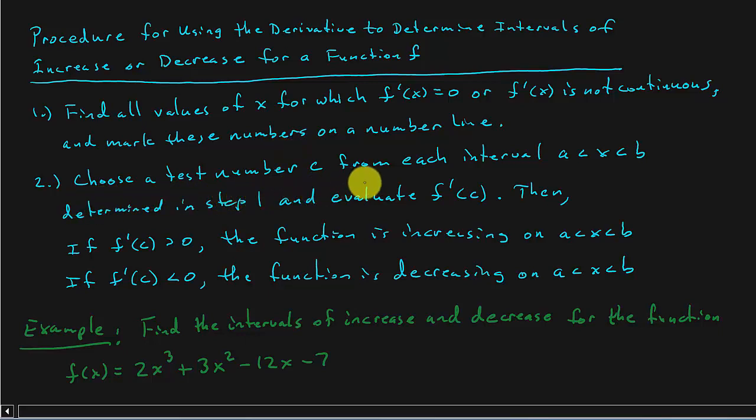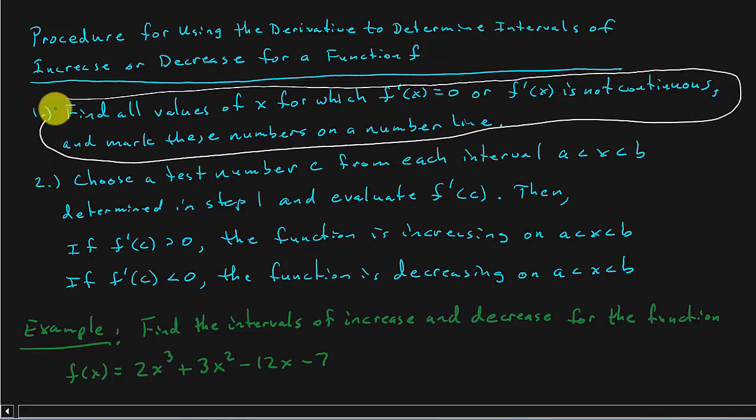Choose a test number c for each interval a to b determined in step 1 and evaluate f prime of c. Then if f prime of c is positive, the function is increasing on that interval, and if f prime of c is negative, or less than 0, the function is decreasing on that interval. Now we're going to revisit this part again when we talk about critical numbers.